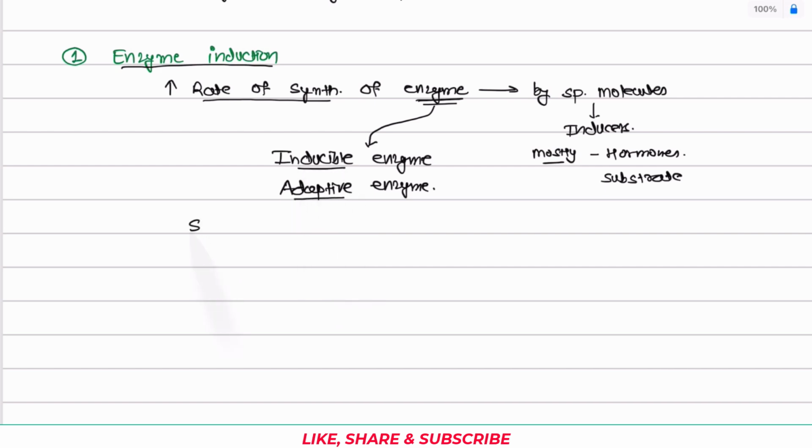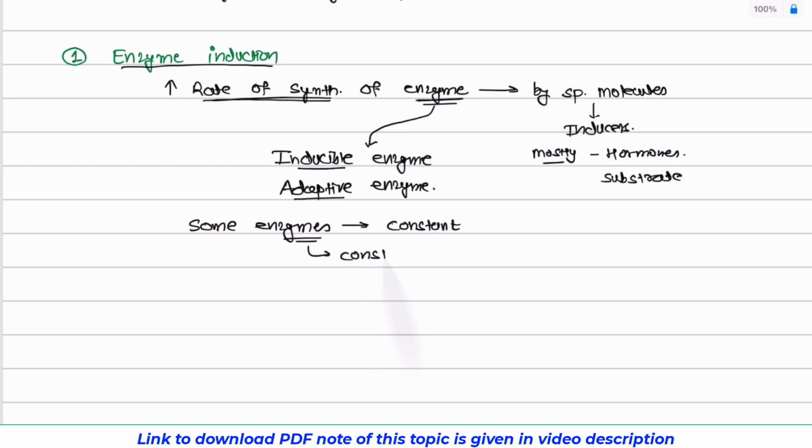Rather, there are some enzymes in our body which don't undergo increased rate of synthesis. Rather, their synthesis rate is quite constant. And such enzymes are called constitutive enzymes. So what is the meaning of constitutive enzyme? Those enzymes whose rate of synthesis is constant in our body. Whereas what are the inducible or adaptive enzymes? Those enzymes whose rate of synthesis increases in response to inducers. Right? Now let's look at the examples of enzyme induction.